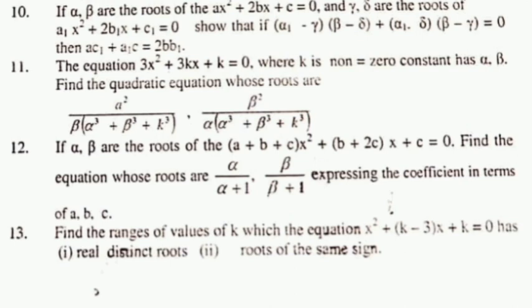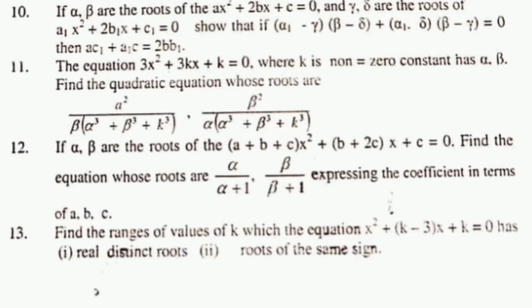Number 12. If alpha and beta are the roots of the equation, then I'm to find the equation whose roots are this and this, expressing the coefficients in terms of a, b, and c. The same method also applies here. I'm going to find the equation whose roots are this, add them, multiply them, and then input them inside this equation also. As simple as that, then you should get your answer.